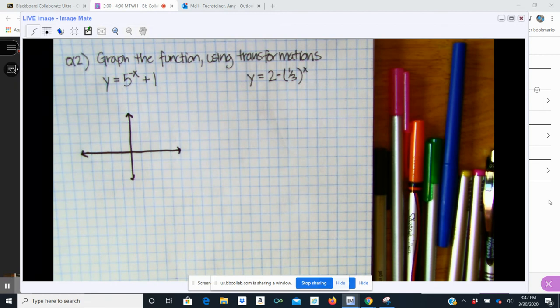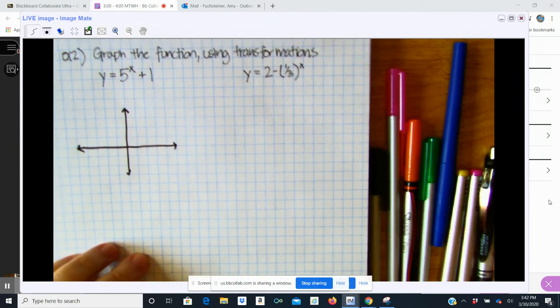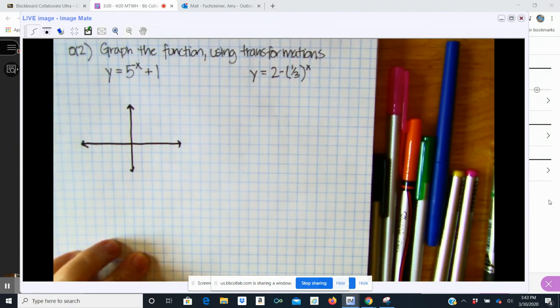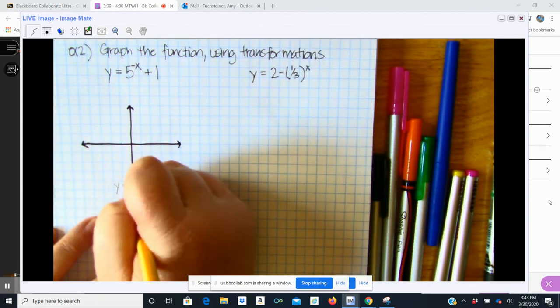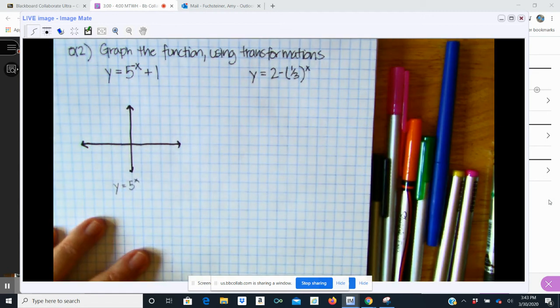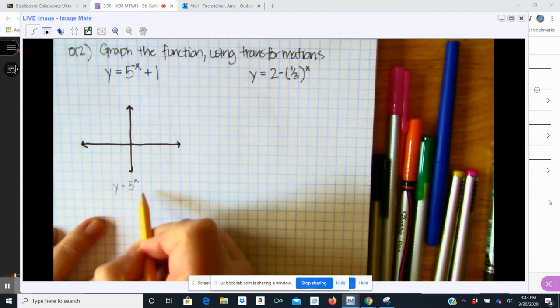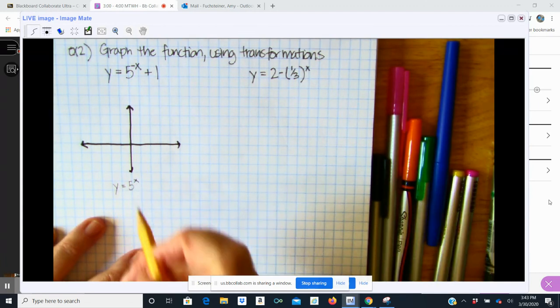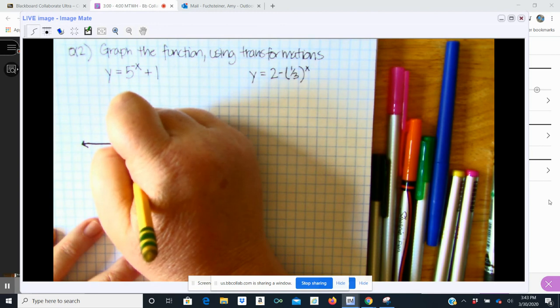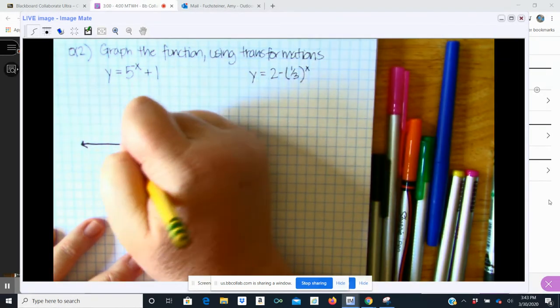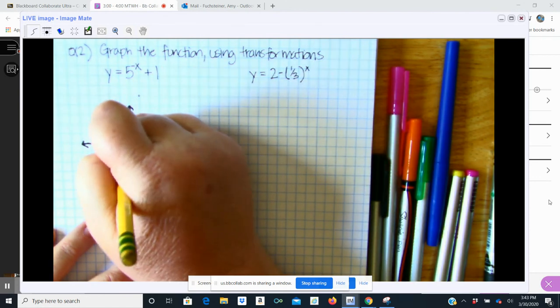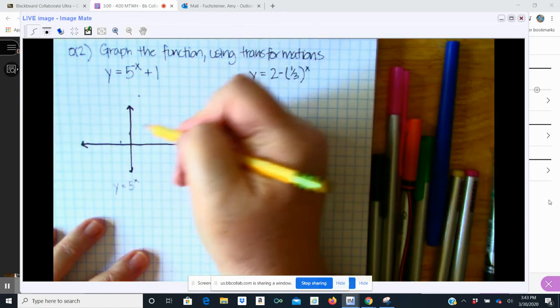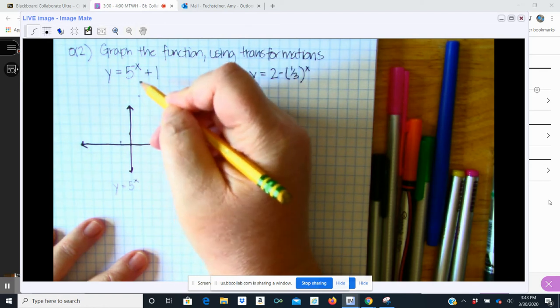Using transformations, I'm going to start with just the base function here, which would mean we're going to look at y is equal to 5 to the x. If I look just at that base function, y is equal to 5 to the x, that's going to be a 0, 1, a 1, 5, and a -1, 1/5. So I know those 3 points are the generic points.